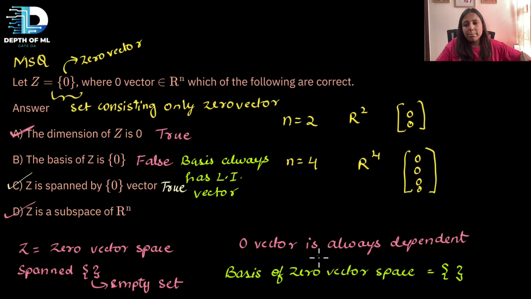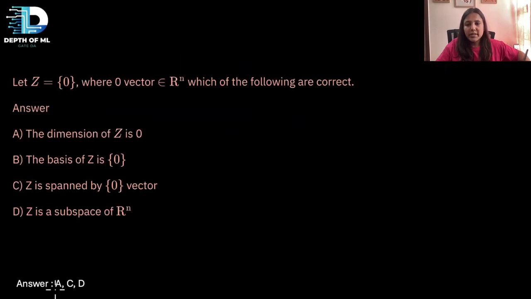Also, the dimension of the 0 vector space is always 0. The basis for the 0 vector space is an empty set. Z can be spanned by the 0 vector, and it's a subspace of Rn. Fine. So options A, C and D are correct.